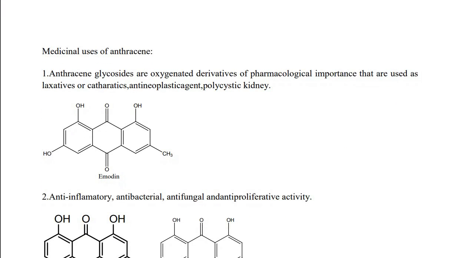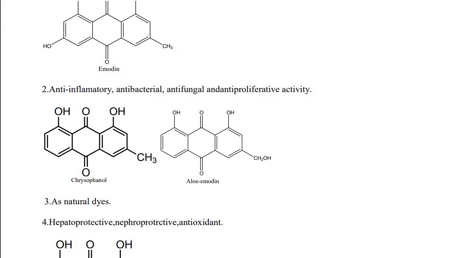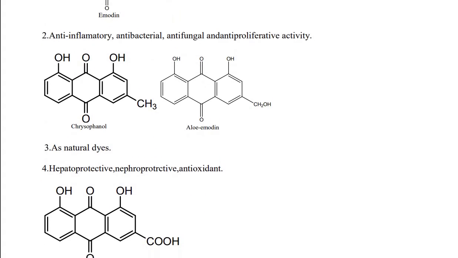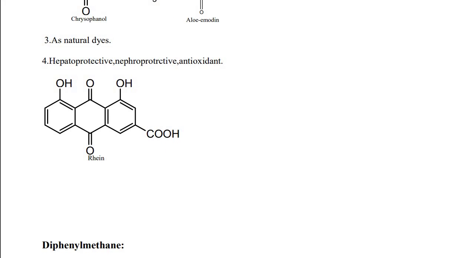Now, medicinal uses of anthracene. Anthracene glycosides are oxygenated derivatives of pharmacological importance, and we use them as laxatives or cathartics, antineoplastic agents, polycystic kidney treatment. You can see the structure of emodin. Anti-inflammatory, antibacterial, antifungal, anti-proliferative activity. You can see the chrysophanol and yellow emodin. As natural dyes, hepatoprotective, nephroprotective, antioxidants, this is rhein.